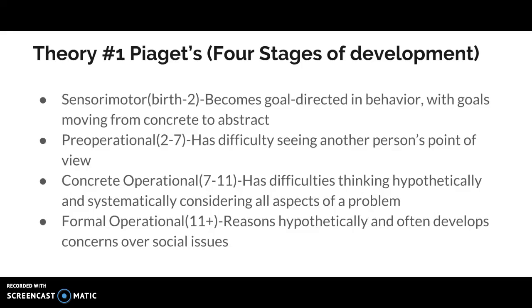Last is the formal operational stage, which is age 11 and up. In this stage, children can reason hypothetically and often develop concerns over social issues. At this stage, using lesson plans that allow them to express their concerns over a social issue or political matter in a science or a government class could help the information be more relevant and better retained. Understanding each stage can help educators with lesson plans, scaffolding in new information, and overall understanding a child's cognitive abilities.